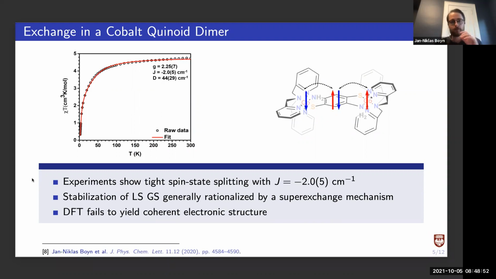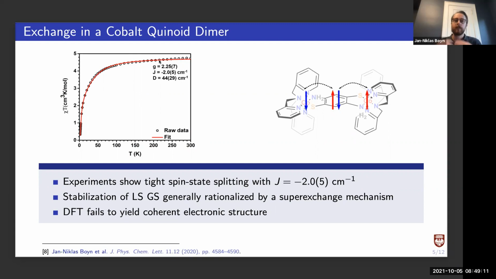And you can really fit this to the Van Vleck equation and get a value for the exchange coupling, and as such the spin state splitting of these compounds. And basically what we see is that we have a very, very small exchange coupling, J coupling term of -2 wave numbers, meaning we have a low spin ground state with a very, very low lying higher spin state.